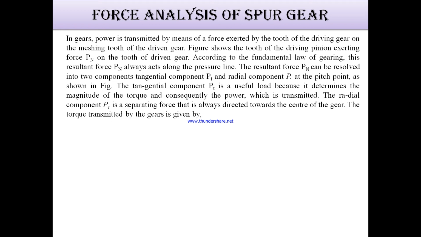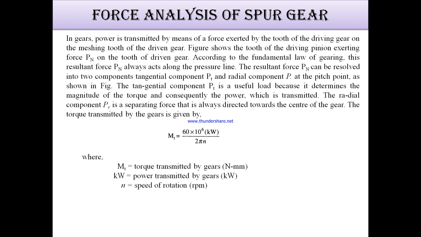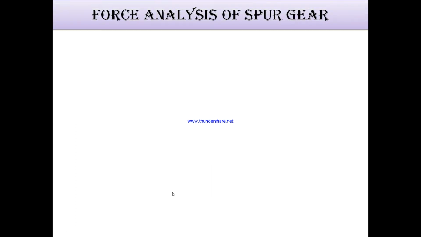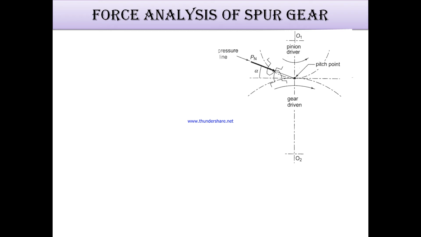For torque we basically use the equation Mt is equal to 60 into 10 to the power 6 kW upon 2 pi N, where kW is the power transmitted, Mt is nothing but the torque transmitted by the gear, and N is the speed of rotation. Now simply consider this figure.